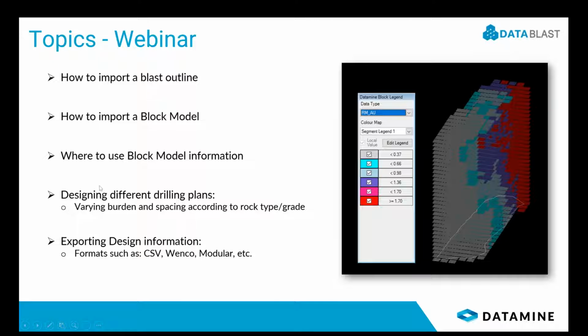We'll design a different drilling plan according to a different rock type or grade. So we'll vary the burden and spacing according to rock type and grade, since our ore might need a smaller fragmentation than the waste. And then to finalize, exporting the design information. Formats such as CSV, Wenco Modular, and of course, our mobile tool for data collection, BlastPad.